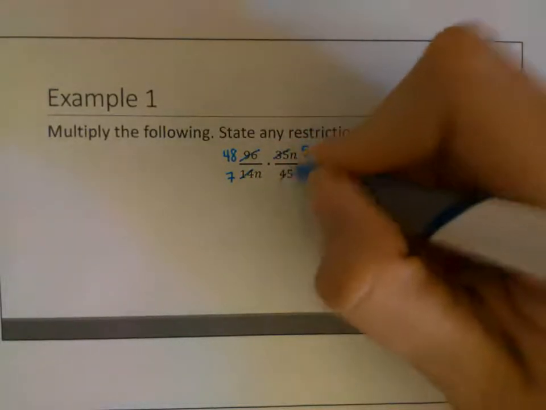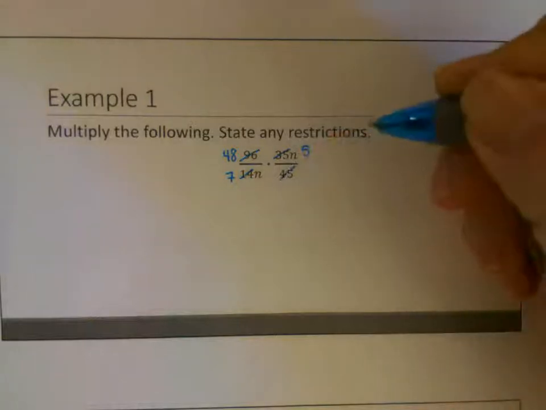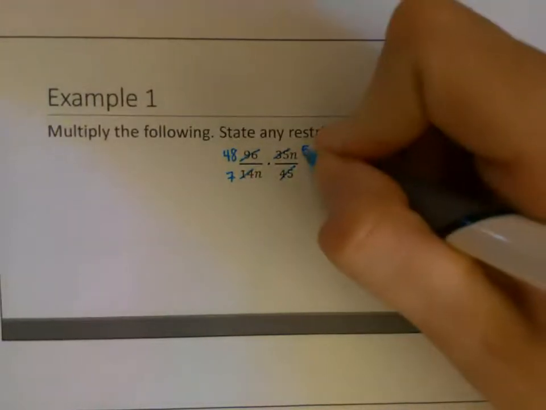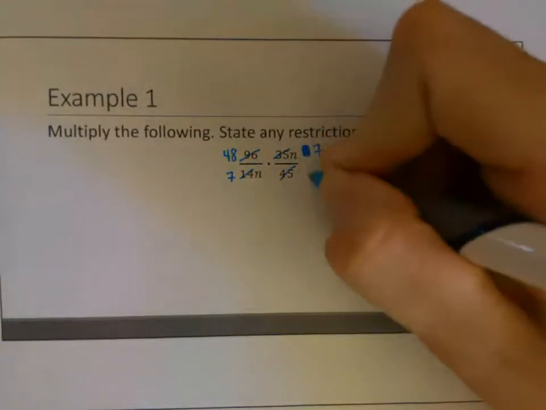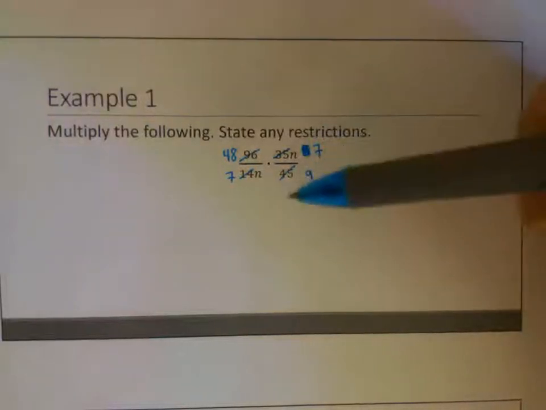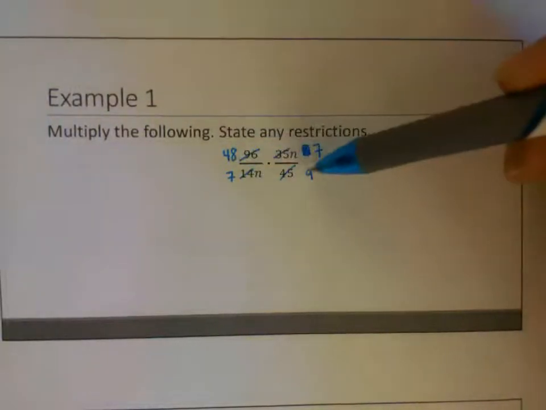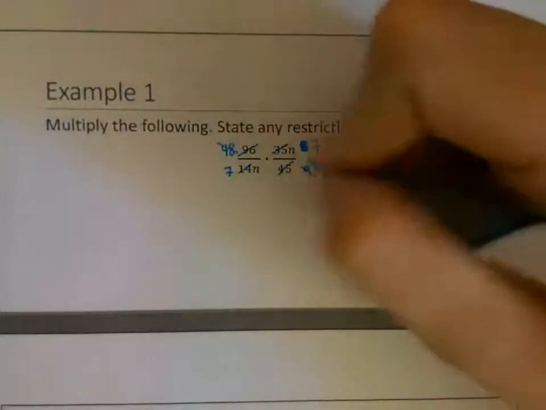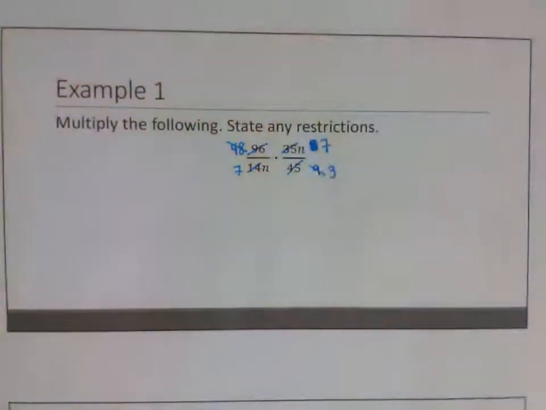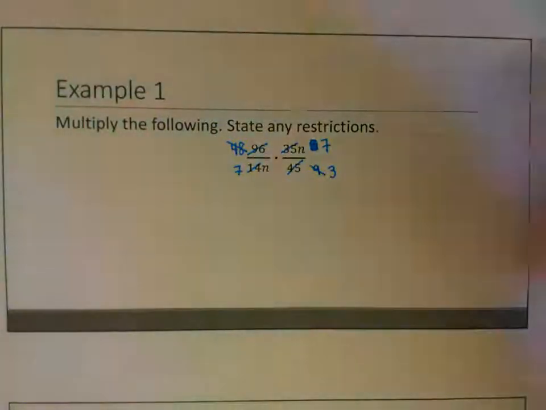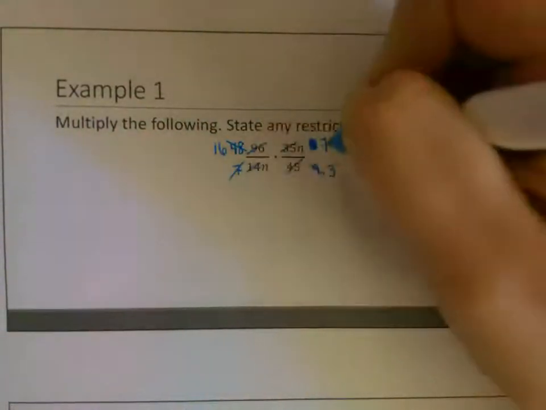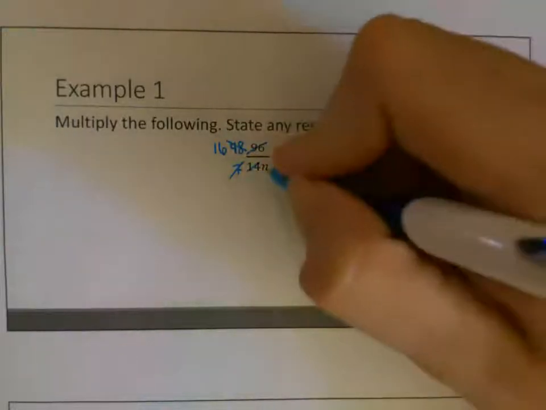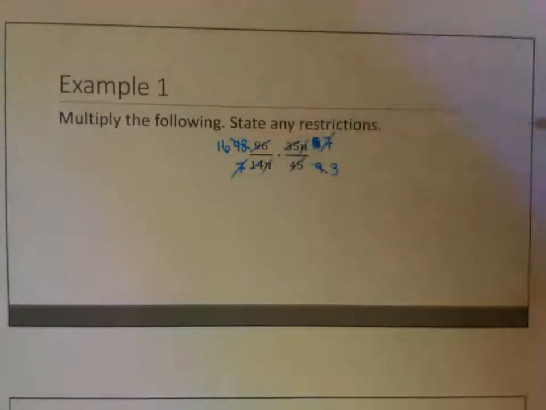So I'd get 7 and 9. Now I'm going to look diagonally. 48 and 9, well, I can divide both of those by 3. If I do 48 divided by 3, I should get 16. And then diagonally here, the 7's cancel out as well as the n's. The n's would cancel each other out.